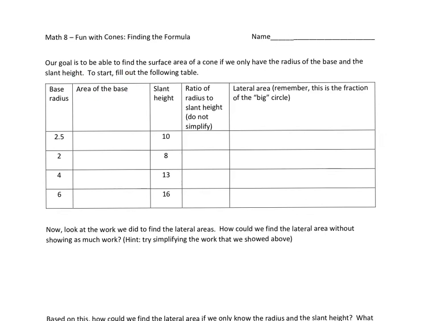Remember our area formula is pi r squared, or r squared times pi. So that should be pretty simple. Slant height is already given to you, and this next section is just asking you for the ratio. It's saying specifically to not simplify, so just write the ratio, do not put it in decimal form. Go ahead and fill out these four sections while you pause, and when you're ready, proceed so we can talk about the next section.